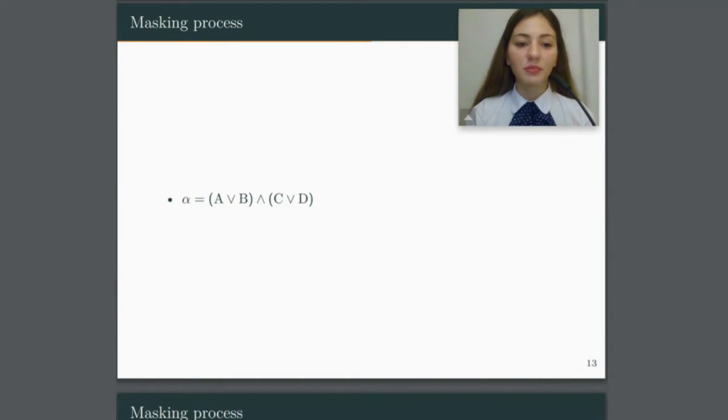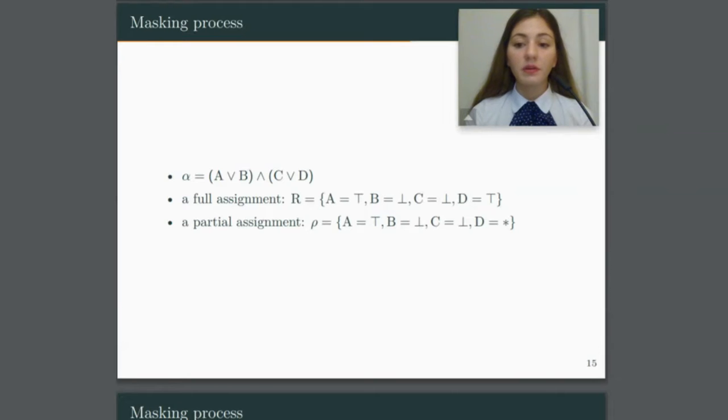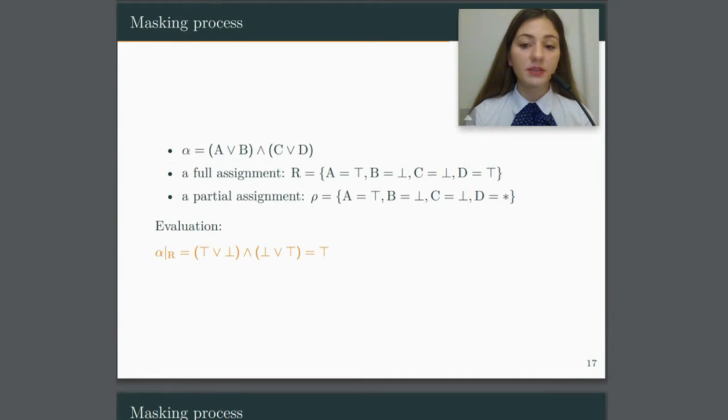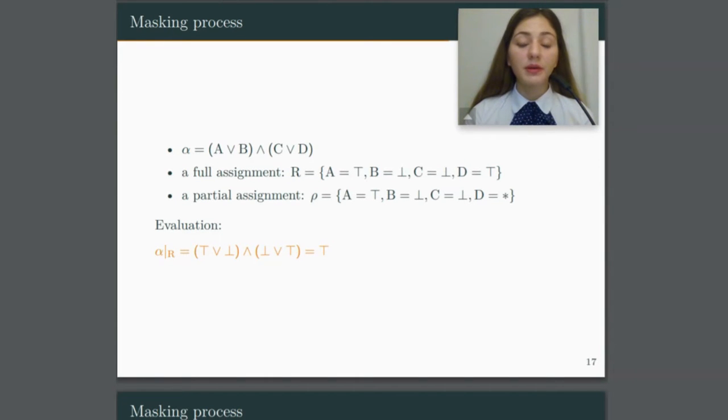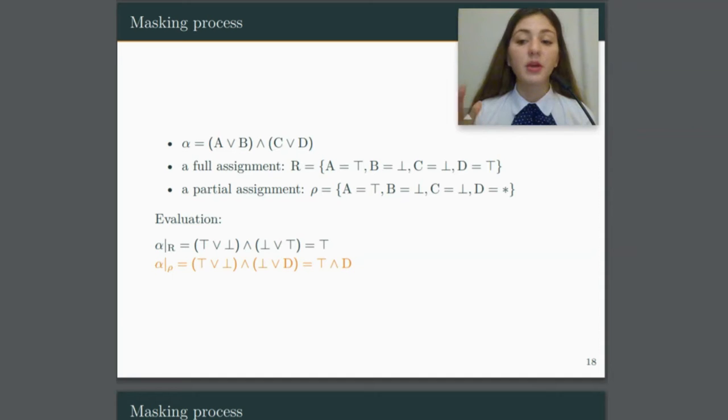Let's consider a Boolean formula alpha, A or B, and B or C, for which we have a full assignment of values, capital R, and a partial assignment, which covers some of the values of the assignment and replaces them with the symbol star. When we evaluate the formula with respect to the full assignment, we obtain a value true or false. In this case, we obtain true. But when we evaluate the same formula with respect to the partial assignment, what we obtain is another formula called the restricted formula, because not all attributes are known, in this case, the value for the variable D.